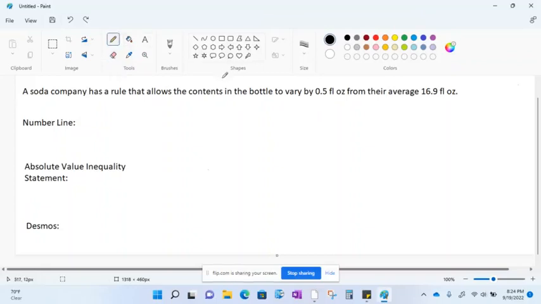A soda company has a rule that allows the contents in the bottle to vary by 0.9 fluid ounces from their average 16.9 fluid ounces. Let's take a look at a number line so we can understand this better. In the middle, we would put our average. In this case, it is 16.9.